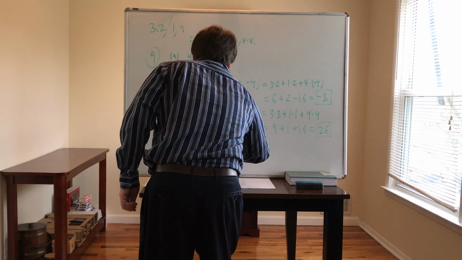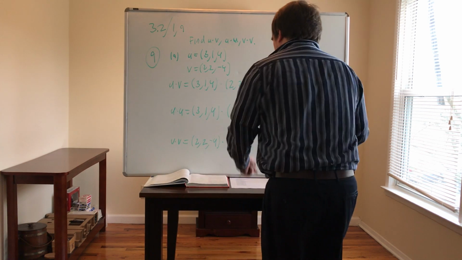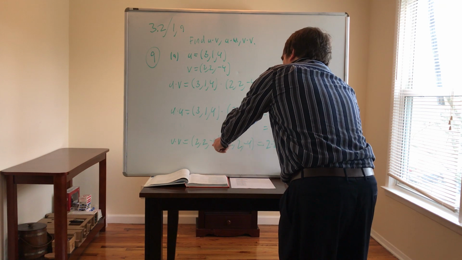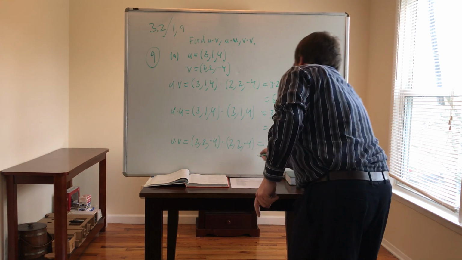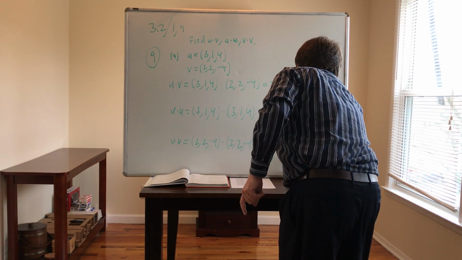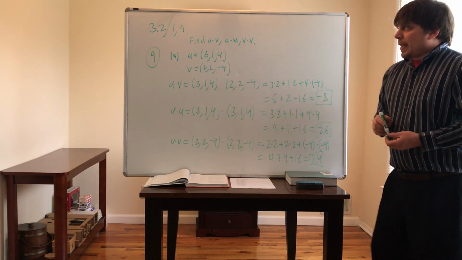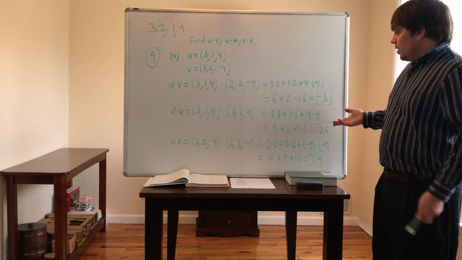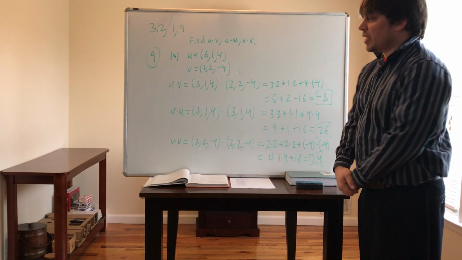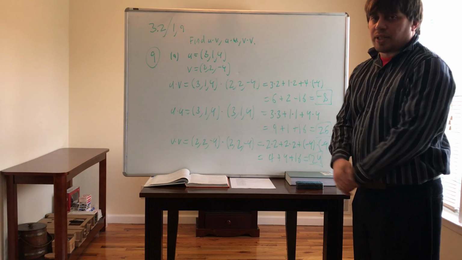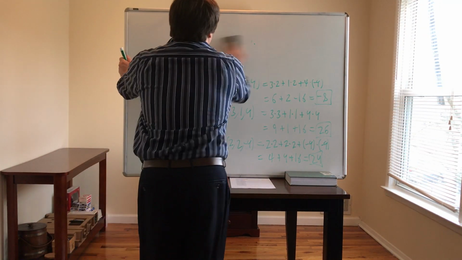Now v is 2, 2, negative 4. You're just dotting v with itself, multiplying the corresponding components, and then adding up the products. So this is equal to 4 plus 4 plus 16, which is 24. So these are the dot products of u dot v, u dot u, and v dot v. And that's number 9, part A. The rest of it's very simple. So we're done with 3.2, and let's move on to 3.3.